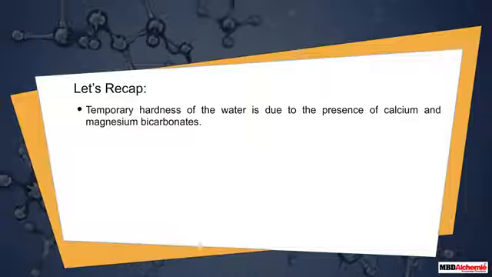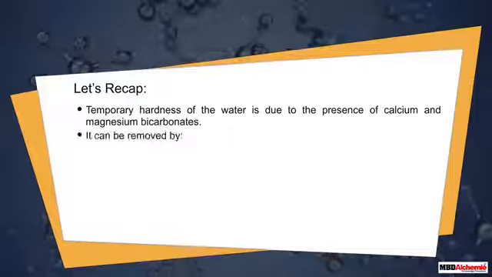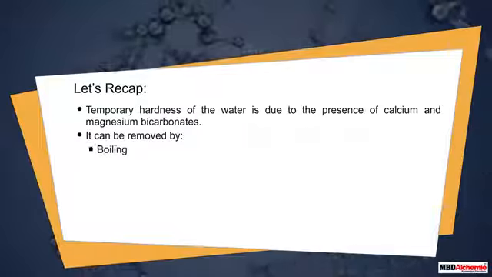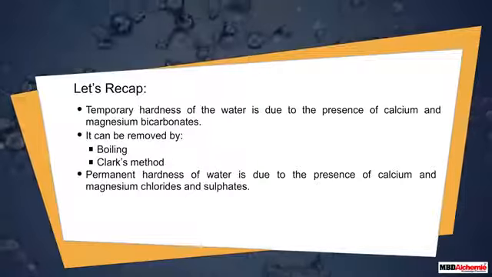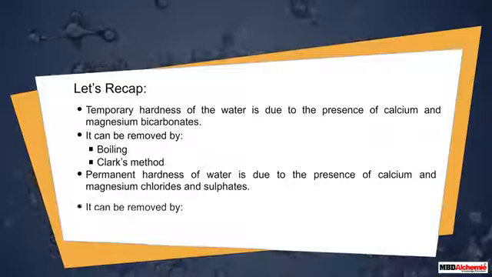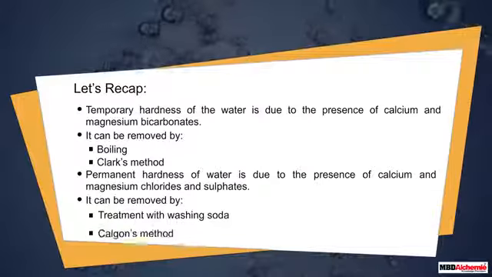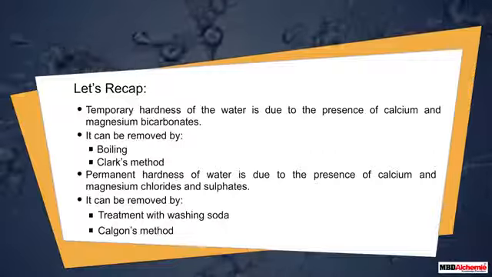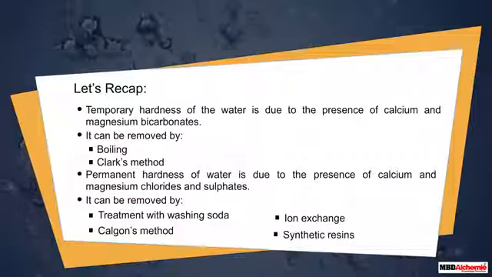Let's recap. Temporary hardness of water is due to the presence of calcium and magnesium bicarbonates. It can be removed by boiling or by using Clark's method. Permanent hardness of water is due to the presence of calcium and magnesium chlorides and sulfates. It can be removed by treatment with washing soda, by using Calgon's method, by using ion exchange method, or by using synthetic resins.